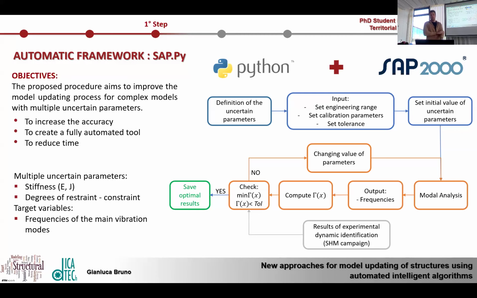With this algorithm, I compare the value of gamma error with the previous value obtained in the previous cycle until I obtain the minimum value of gamma error. Then I compare the minimum gamma value with the tolerance value of this error. If either condition is not satisfied, the algorithm runs the analysis again and obtains the calibrated model.